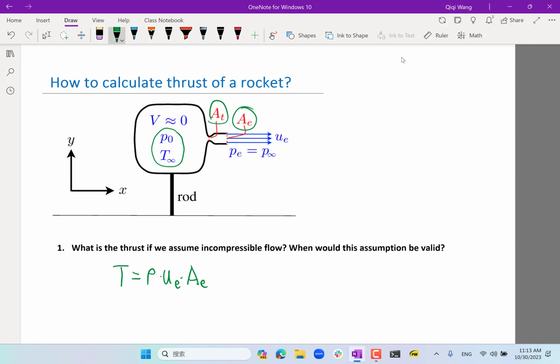Now, what do we know and what don't we know in this relation? The only thing we know is AE. We don't know rho, we don't know UE. Well, we are saying incompressible flow, so the rho out of here is equal to the rho inside of here, which can be calculated using P0 and T0. So rho can be easily calculated. How about UE? How do you calculate the exit velocity?